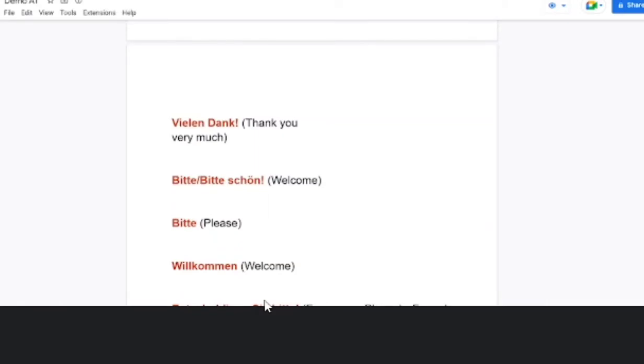And how will you differentiate between them? It depends on the pitch, the tone, and the sentence. If the sentence is polite and bitte is with other sentences, then it means please. And if you're writing bitte in a single word, that means welcome. Okay, ma'am.